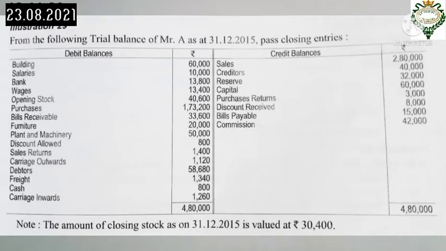The amount of closing stock is given, valued at rupees 30,400. So from the given trial balance we have to pass the journal proper into the trading account and profit and loss account. We have to transfer these closing entries to the trading and profit and loss account. So come to the solution.